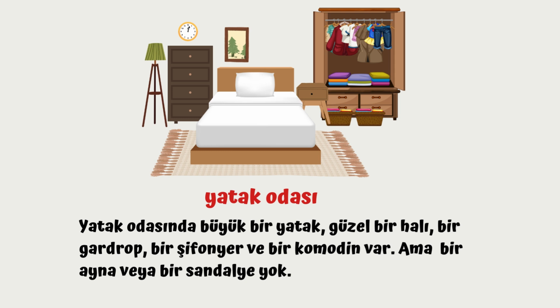So again we start with in the bedroom, yatak odasında, and we list the items and we can use adjectives. So büyük bir yatak, a big bed, güzel bir halı, a beautiful carpet, bir gardırop, bir şifonyer ve bir komodin var. You can list the other items if you want to, but this is just a sample sentence. And then I continue ama but bir ayna veya bir sandalye yok. There isn't a mirror or a chair. Okay, so next picture.